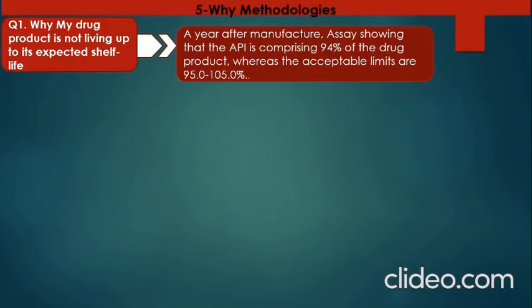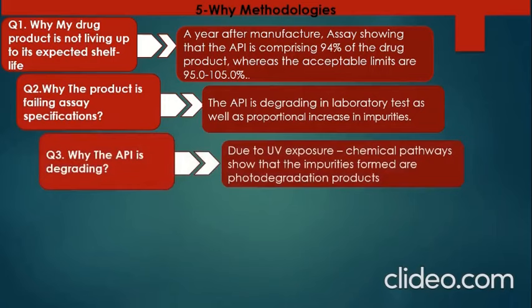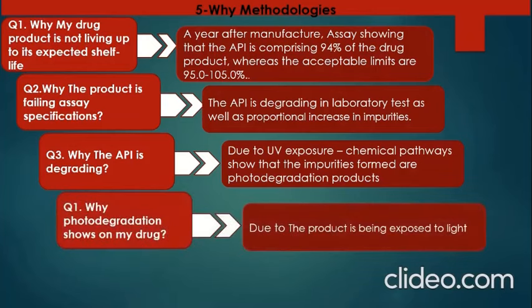Then the second question, why is the product failing the specification? The API is degrading, as shown in laboratory tests, with a proportional increase in impurities. Third question, why is the API degrading? Due to UV exposure, the chemical pathways show that the impurities formed are photodegradation products. Next question, why is there photodegradation in my drug? Because the product is being exposed to light.